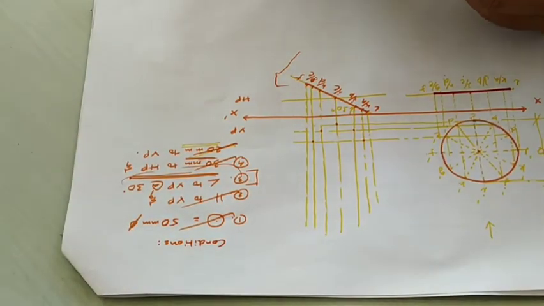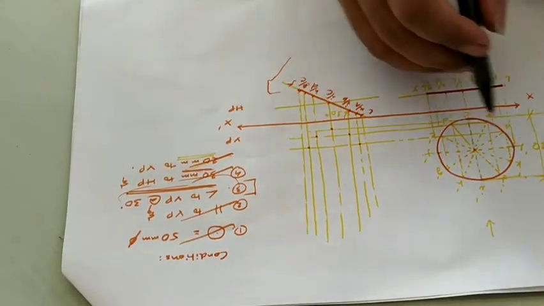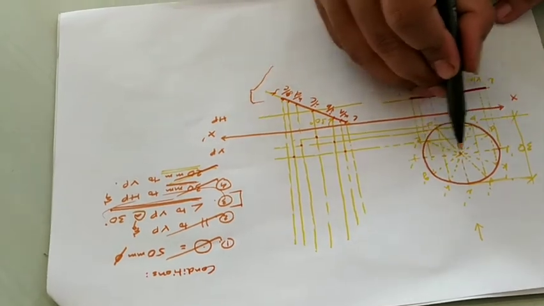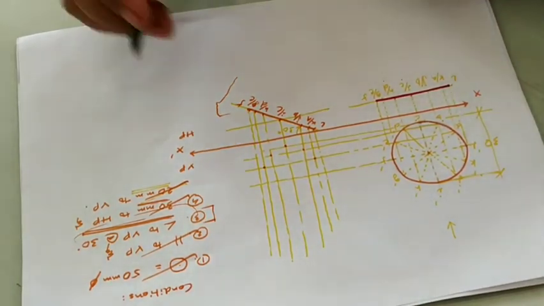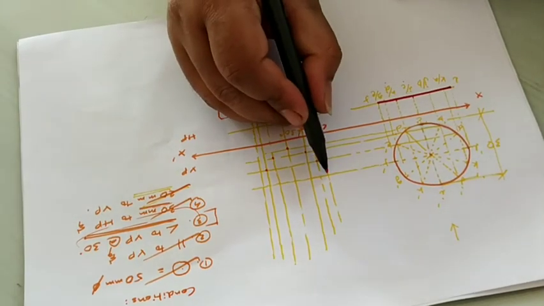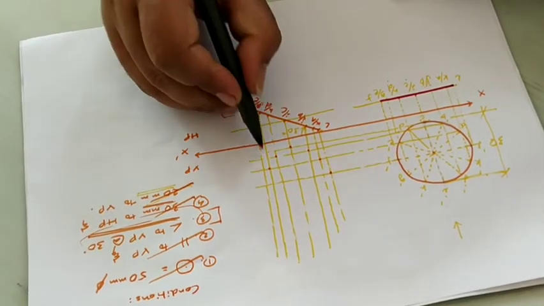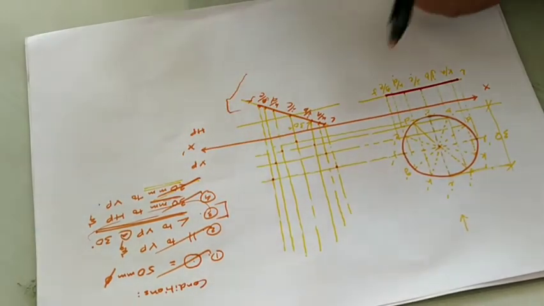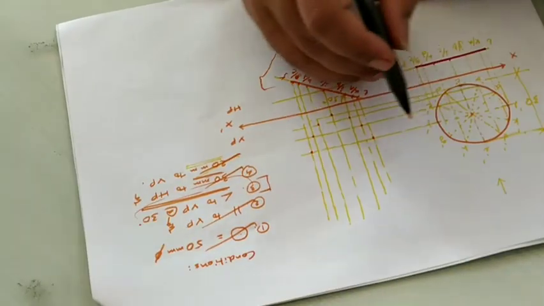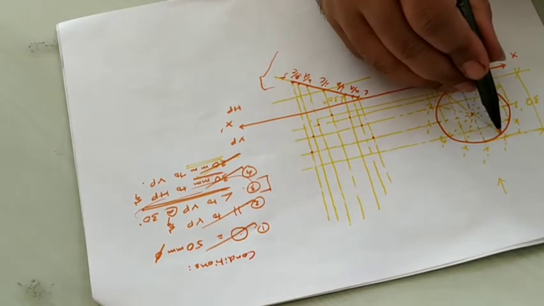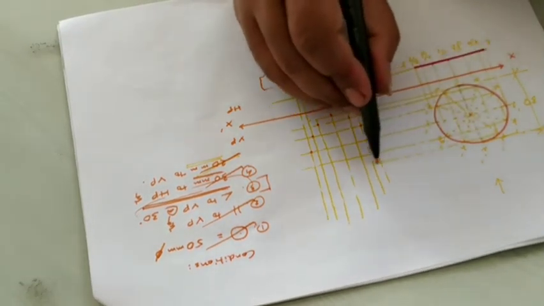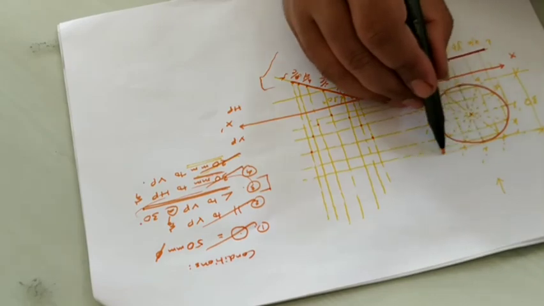After this, you take projection from L. L and F will coincide. So this is from L, you get L here. This is from F, you get F here. Similarly, K and G will coincide. J and H will coincide, and I will be here.